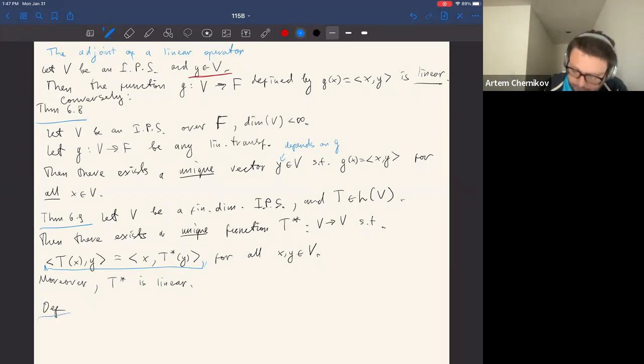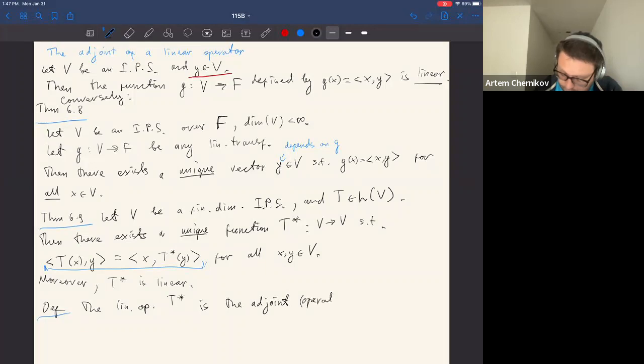So definition, the linear operator T star is the adjoint operator, or just the adjoint of T. Okay. So to every T, we can associate T star like this, satisfying this formula for all X and Y.